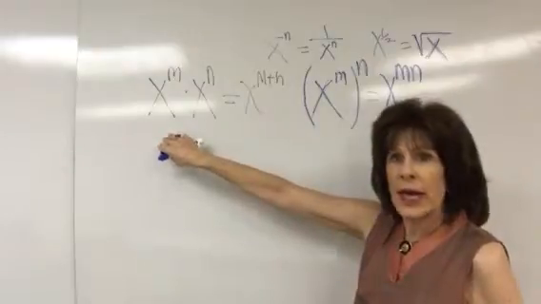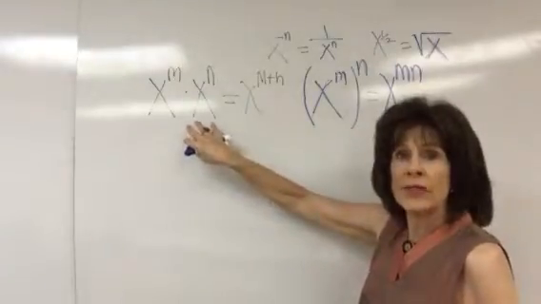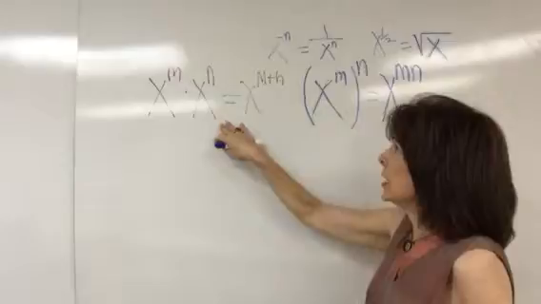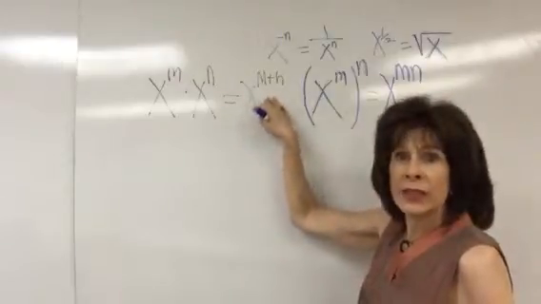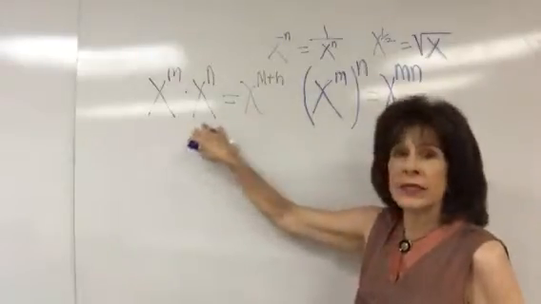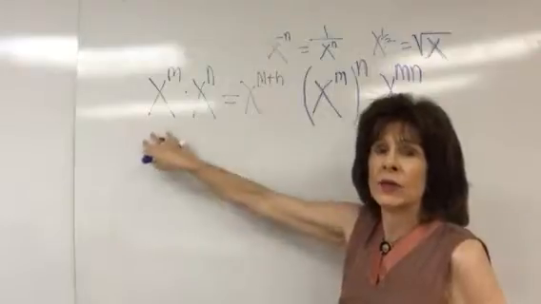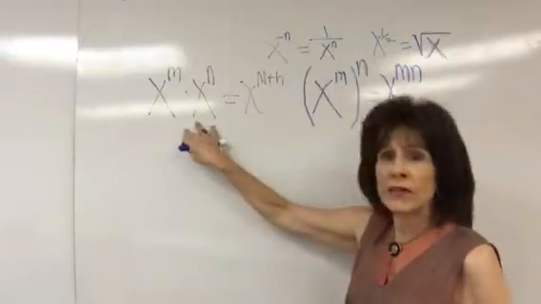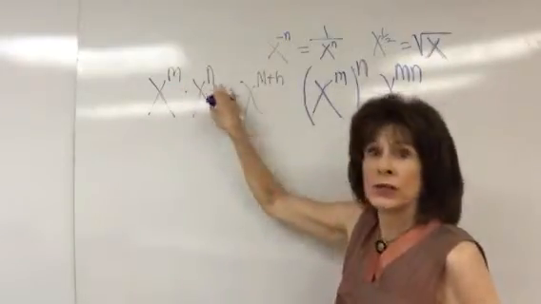If you have x to the m and you multiply it times x to the n, it equals x to the m plus n. And notice the bases are the same. X is the base, that's called the base, and they're the same. They have to be the same, even if your exponents are different.